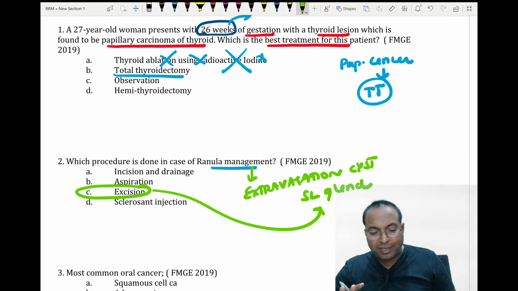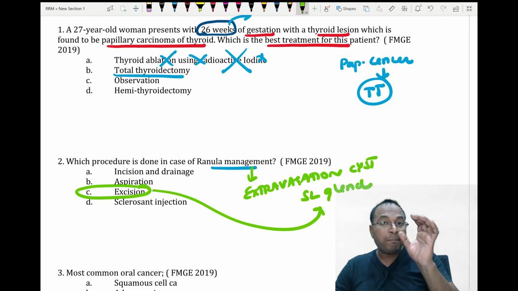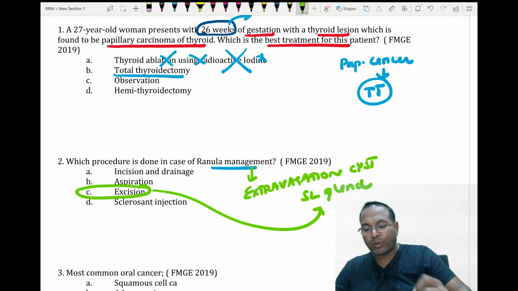Please remember, many of you might get confused. Ranula is not treated by simple methods. It is treated by major surgery. We have to excise and remove the sublingual gland fully. Okay.